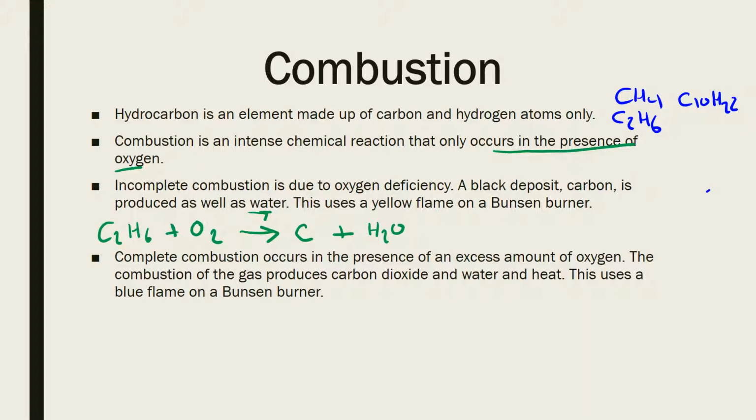Complete combustion occurs in the presence of an excess amount of oxygen. The combustion of gas produces carbon dioxide and water and heat. This gives a blue flame on a Bunsen burner. I'm going to give you an example of a complete combustion. For example, if I use C2H6 again, always plus O2, because it's always with O2, it gives us CO2 plus H2O plus heat.